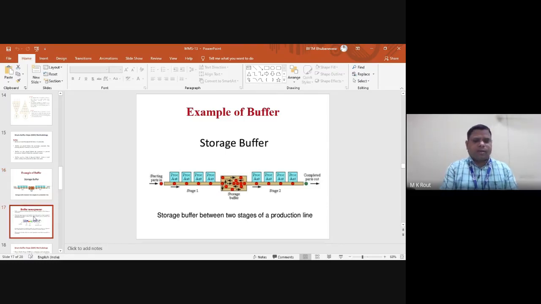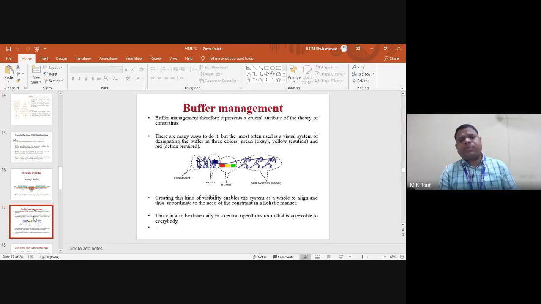The next part, the most important thing, is known as buffer management. Buffer management represents a crucial attribute of the theory of constraints. There are many ways to do it, but the most often used is the visual system of designating the buffer. Three colors should be followed: green for okay, yellow for caution, and red for taking action, or action required.